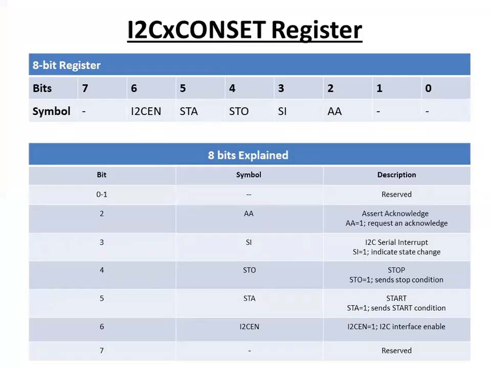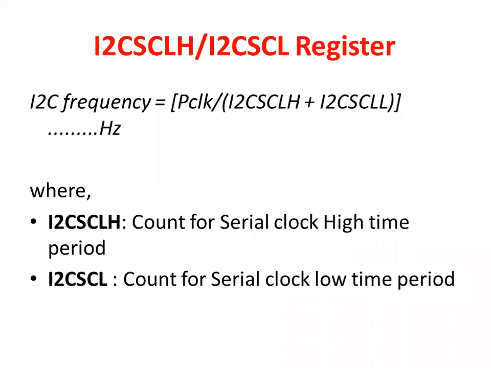Now the I2CONSET register is given here with the bit and symbol along with the description. So AA is nothing but the assert acknowledge, SI is nothing but the I2C serial interrupt, STO is nothing but the stop, STA is start, I2EN is nothing but the interface enable, and the last one is reserved.